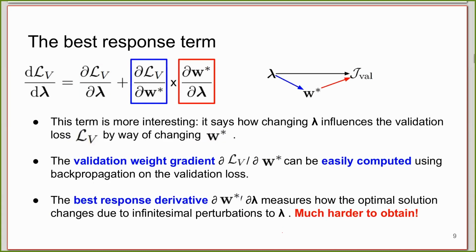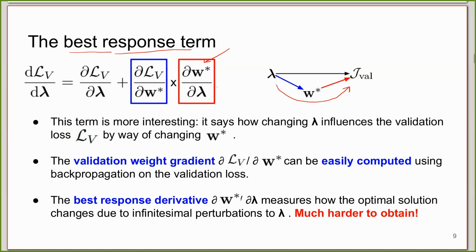So let's have a look at the other terms. We're going to call them the best response term, because there is this best response function here affecting this. This represents the gradient of your validation loss that comes indirectly through the optimal weights. It represents this path in the computational graph. And as we're going to see, it's a bit more tricky to calculate this.